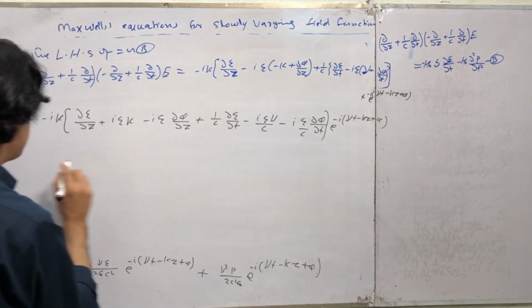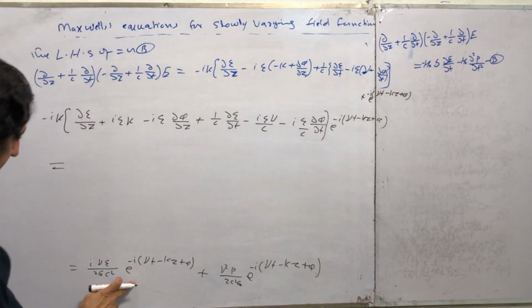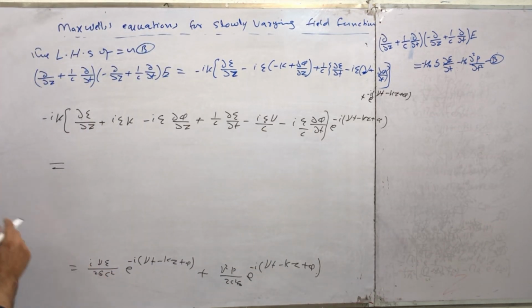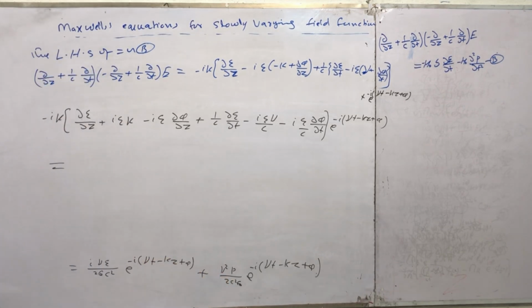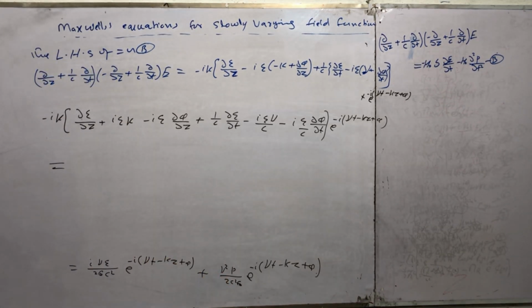So this is the left hand side, and the right hand side we have calculated this one. Here nu square divided by c square, we can write this as k square.